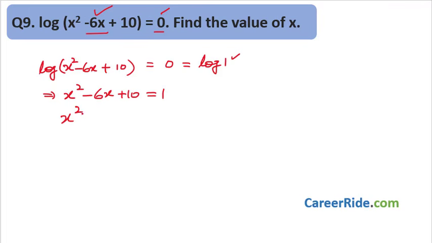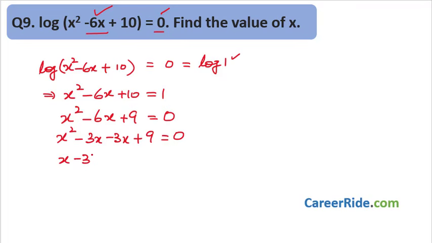So this becomes x square minus 6x plus 9 is equal to 0. If we solve this quadratic equation, we get x square minus 6x plus 9 is equal to 0, so x minus 3 into x minus 3 is the answer here. So x is equal to 3. That is what we get from here. The value of x is 3 for this question.